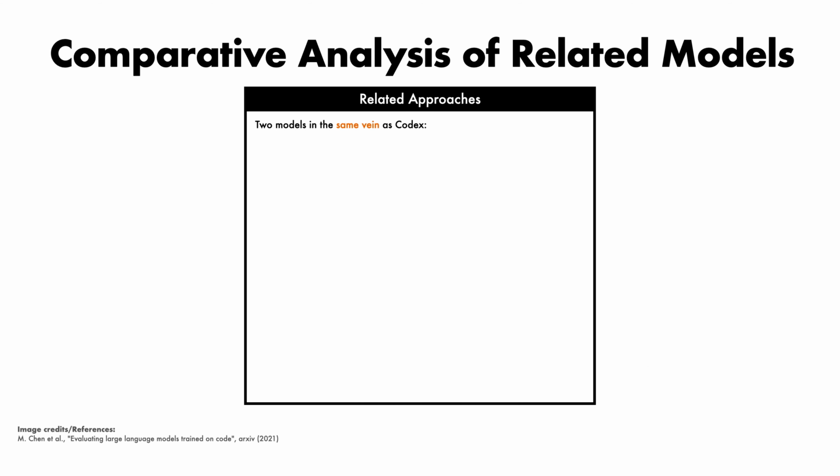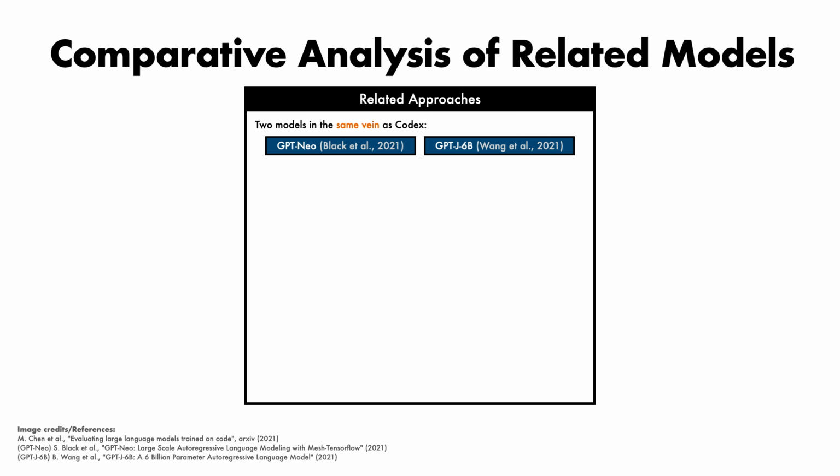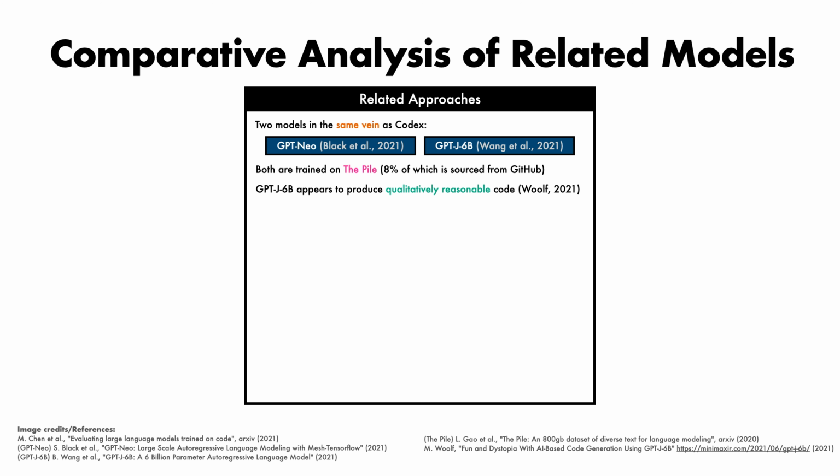Two recent models that operate in the same vein as Codex are GPT-Neo and GPT-J-6B, both of which are trained on the Pile, nearly 8% of which is sourced from GitHub. It has been noted by Wolf and others that GPT-J-6B appears to produce qualitatively reasonable code. To provide a quantitative comparison, these models are evaluated on the HumanEval benchmark and compared under pass@1, pass@10, and pass@100 metrics.